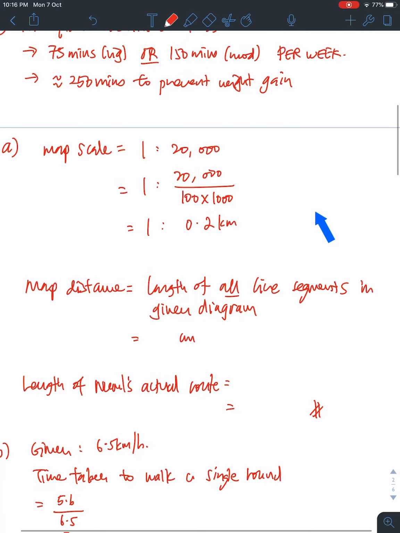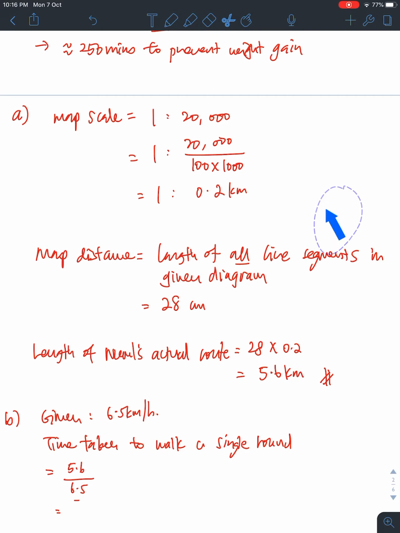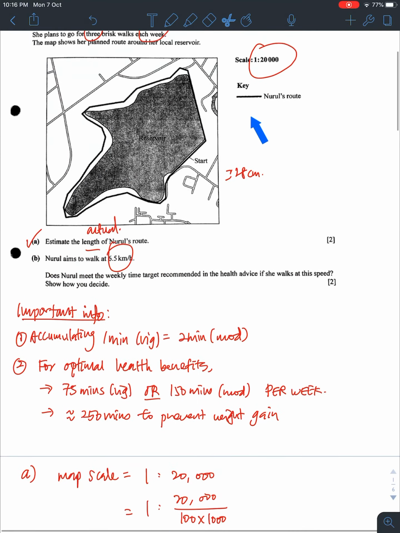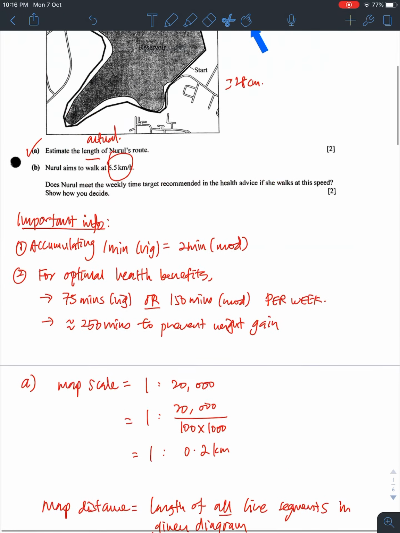As we have mentioned just now, the map distance, which is basically the length of all line segments in the given diagram, is 28 cm if you do it carefully. The length of her actual route would be given by 28 multiplied by 0.2, which gives us 5.6 kilometers. So that's the actual route that Nuru takes to walk 1 round along the path that surrounds the reservoir over here. Now we are done with the first part.